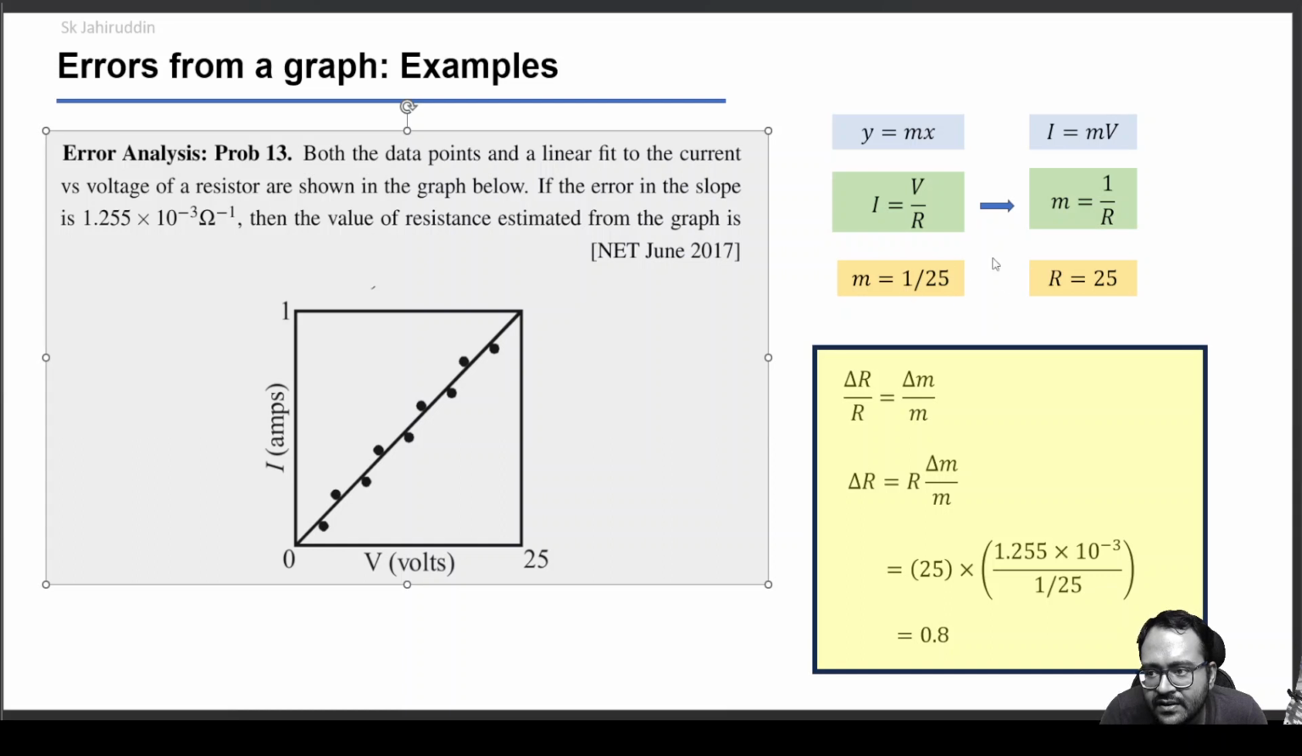So your slope in this graph is 1 by 25. So resistance from this graph is 25. Just give me this data. I'm telling you, okay my friend, your resistance is 25. As simple as that. 25 volts, 1 ampere. So resistance is 25. V is IR. Now, very simple. Delta R by R is delta M by M.